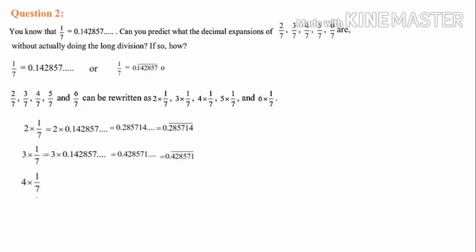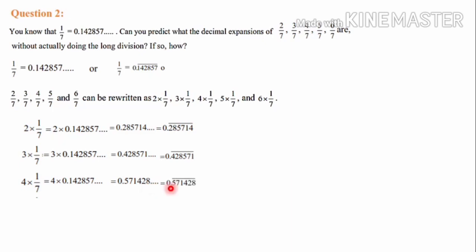Next is 4 into 1 by 7, that is equal to 4 into the value 0.142857 etc. That is equal to, when you multiply, you will get the answer as 0.571428 etc.